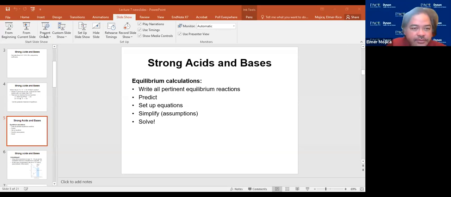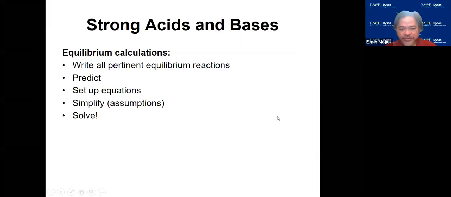So I will do it again, in a step-by-step manner. Okay. So if we're going to look at this, we're going to write all the pertinent equations. So what's the equation that we have? We have the NaOH.